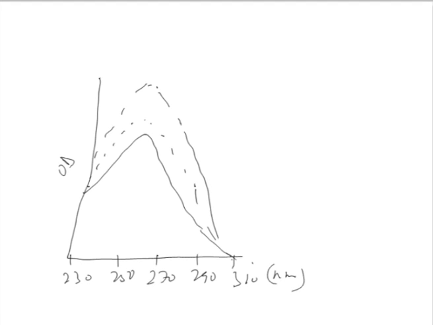So, there are three curves I have made. Now, if you take this one, this is double stranded DNA, that is arranged quite well, and this is single stranded DNA and this is free nucleotides.